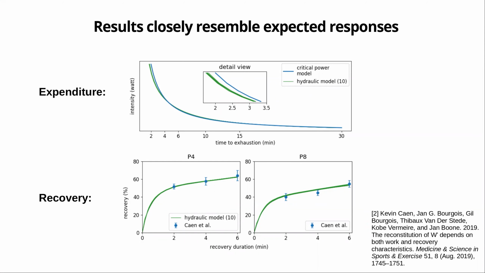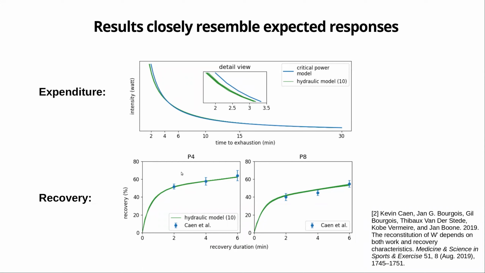Results closely resemble expected responses. As you can see in the top graph, the assumed hyperbolic relationship between exercise intensity and time to exhaustion, as it is assumed in performance and exercise sciences, is closely matched by 10 individually fitted hydraulic models. Only at high intensities are there some slight deviations in predicted time to exhaustion. These 10 fitted hydraulic models at the same time also match expected recovery ratios quite well.